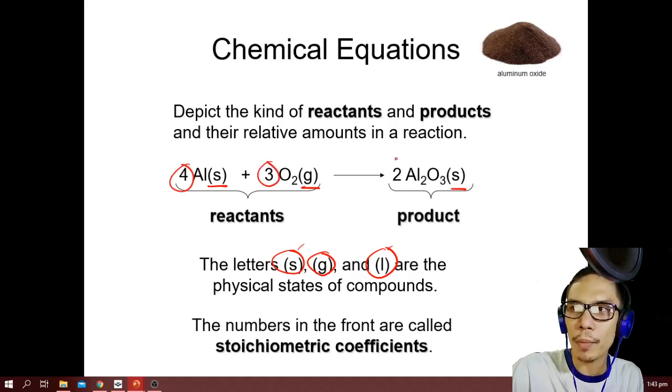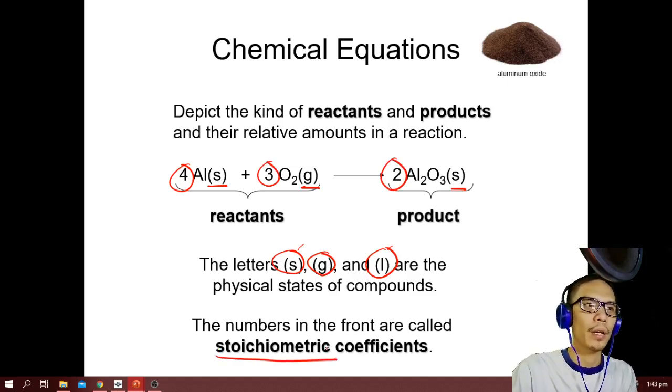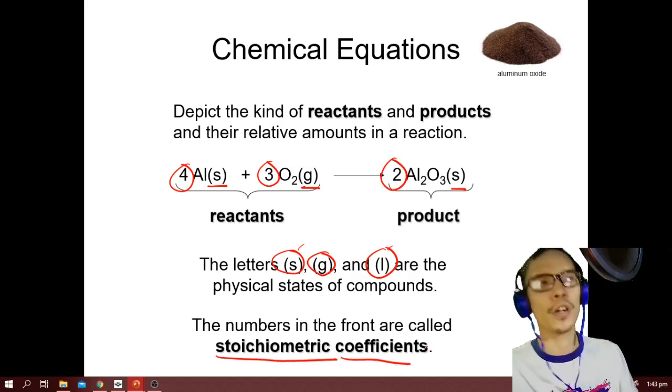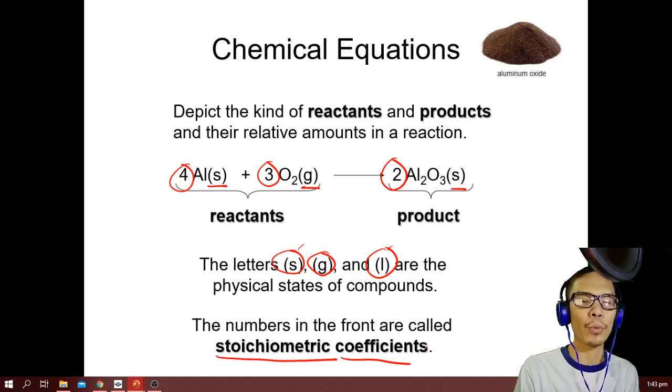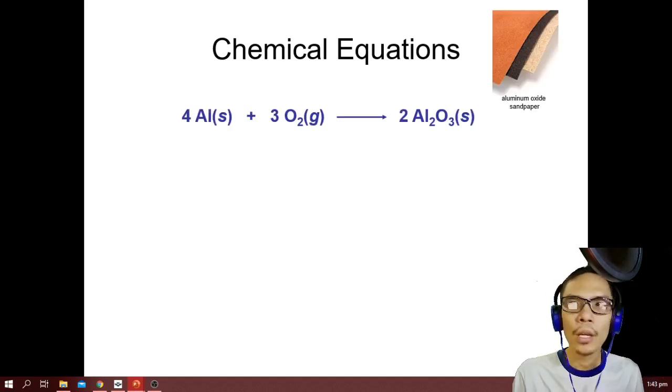Now, these numbers that you have right here are called stoichiometric coefficients. So these are coefficients. We call them coefficients. These are the highlights of what we are going to talk about in this video lesson.